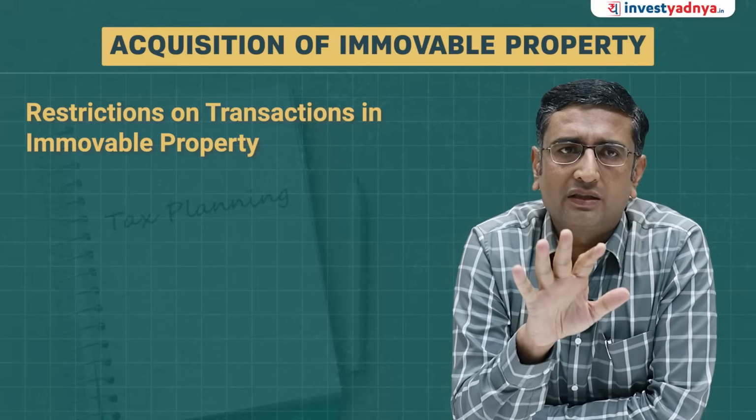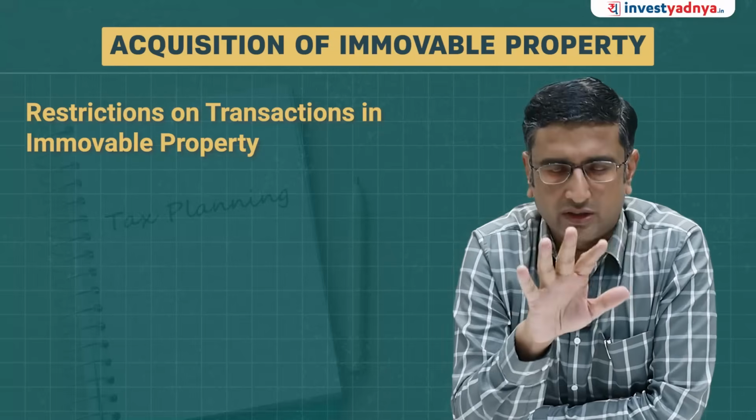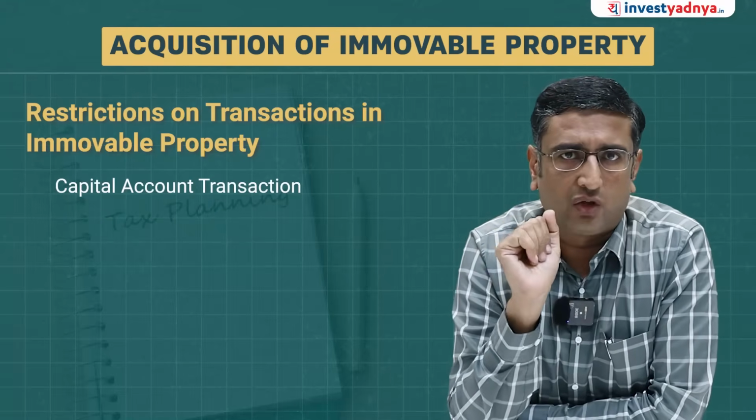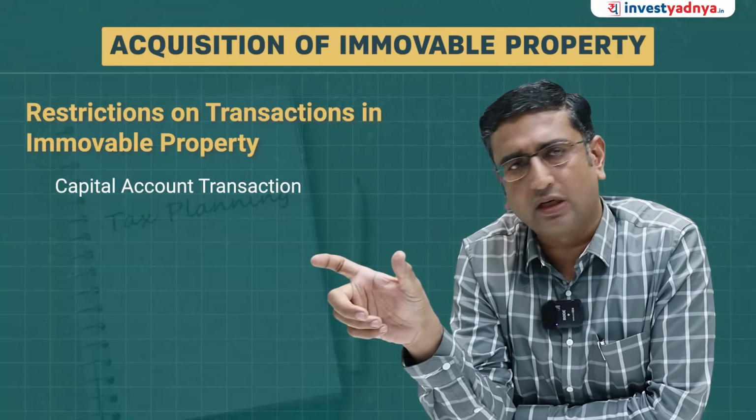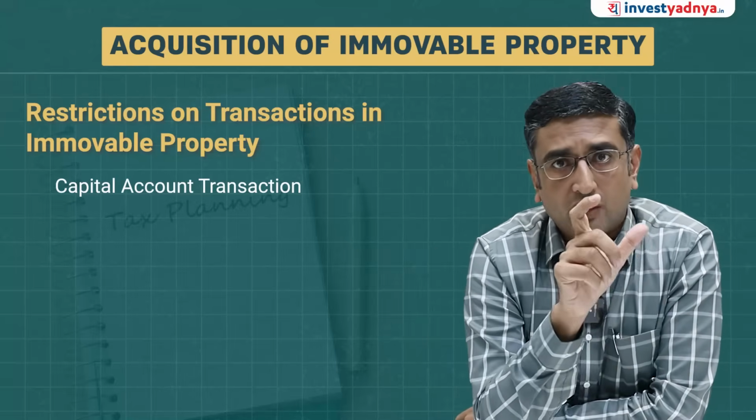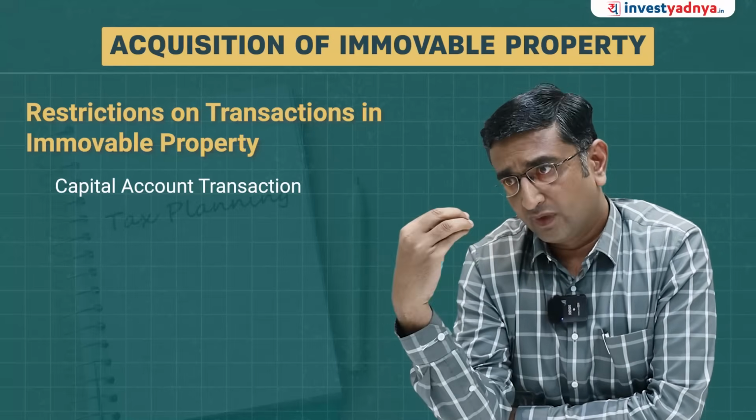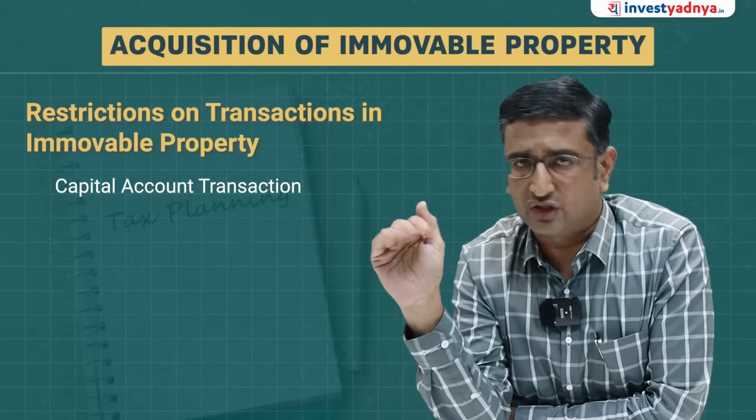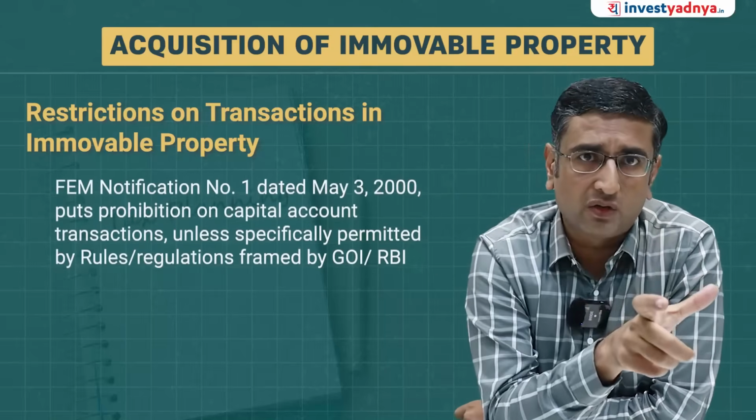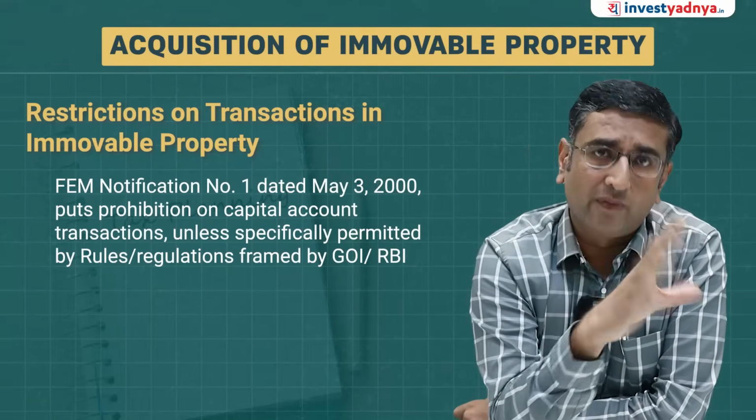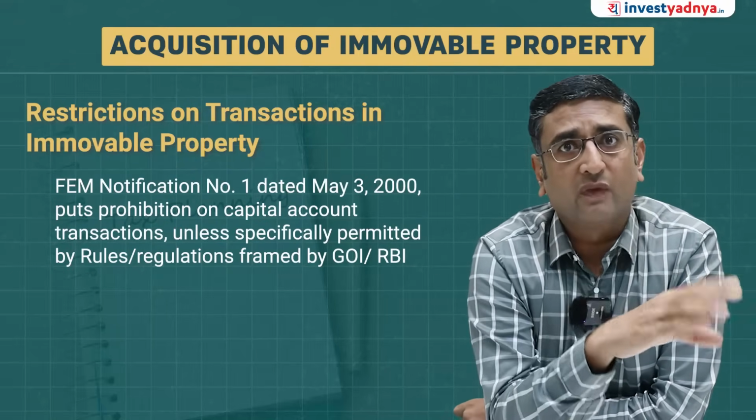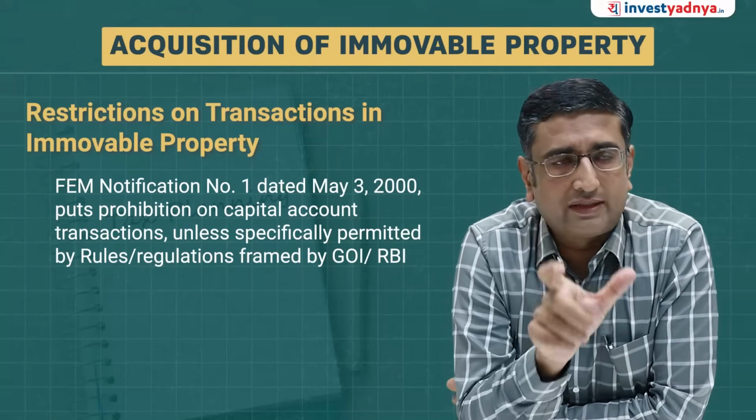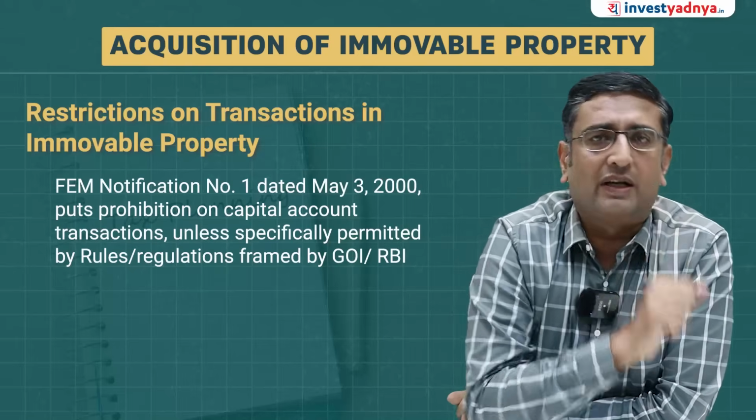Generally, immovable property transactions are capital account transactions under the FEMA law. There are two kinds of transactions, the current account transactions and the capital account transactions. The current account transactions are generally openly allowed unless and until they have been restricted. But the capital account transactions are generally prohibited. These transactions are not openly allowed unless and until they are specifically allowed. So transactions in immovable property fall under capital account transactions.